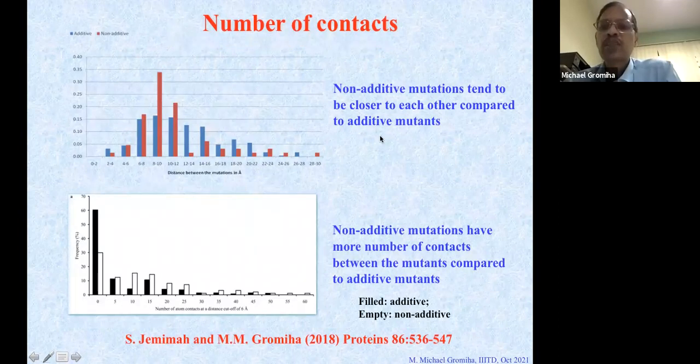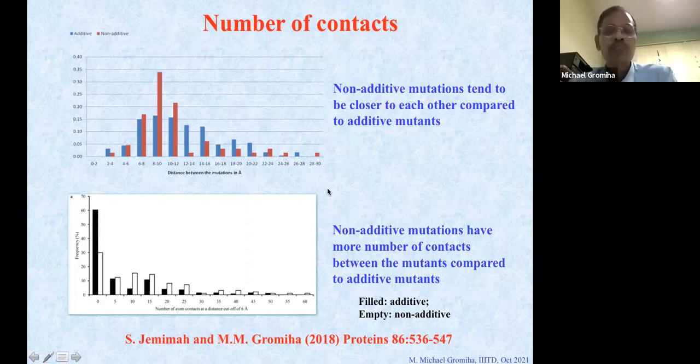Okay, you can see the non-additive mutations tend to be closer to each other in this case than the additive mutations. Also here, the blue one is additive and the red one is non-additive. You can see the additive mutations are not so close to each other, between 4 to 12 angstrom, between two mutants. And then with the number of contacts, here also you can see non-additive mutations have more contacts between the mutations than the additive mutations. And this difference is very profound.